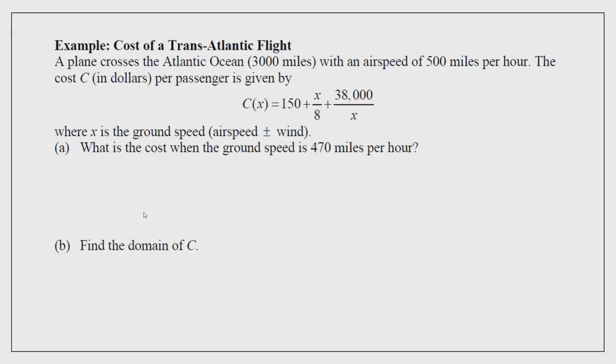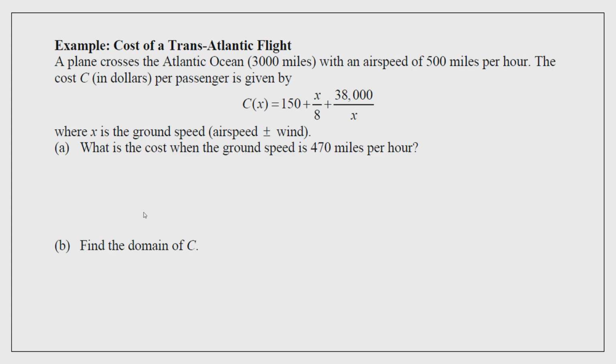All right, now let's apply a little bit of what we've been working with to an application problem. So a plane crosses the Atlantic Ocean 3,000 miles with an airspeed of 500 miles per hour. The cost in dollars per passenger is given by the following equation. C of x equals 150 plus x divided by 8 plus 38,000 divided by x, where x is the ground speed. So that's the airspeed plus or minus the wind.